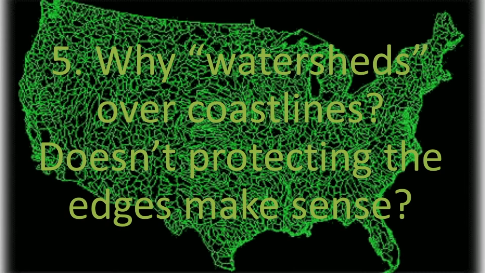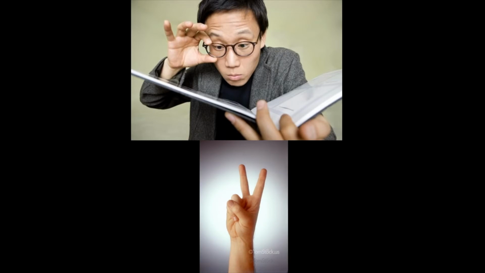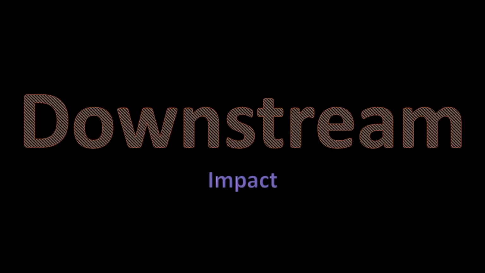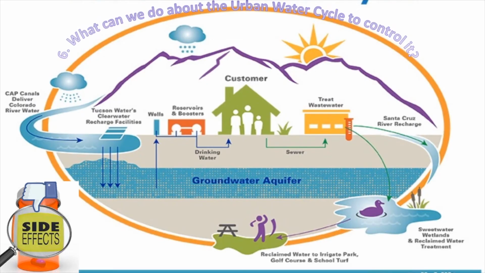5. Why should we focus on watersheds rather than coastline in the context of coastal waters? Well, first things first. A watershed is an area of land which separates flowing waters. And the reason that it's so important is because of two words: downstream impact. This slide provides a more thorough explanation for later.